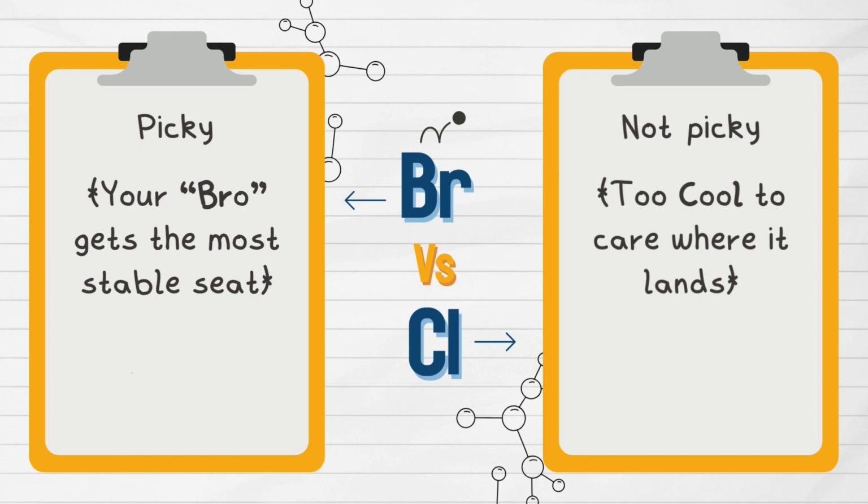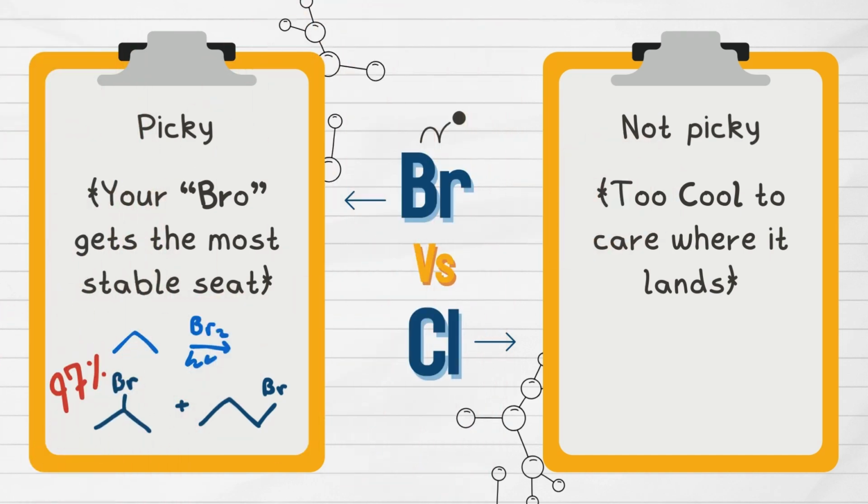Let's see an example. Say you react propane with bromine and light. You'll form these two products. But experimentally, you'll find that 97% of the products formed will be the secondary bromine, as opposed to the mere 3% of the primary bromine. The same reaction, but with chlorine, will also form the two similar products, but look, only 55% of the products formed were the secondary, more stable position. That's almost equal to the amount of primary chlorine formed. So it's not exactly very ideal if you have a specific product in mind.